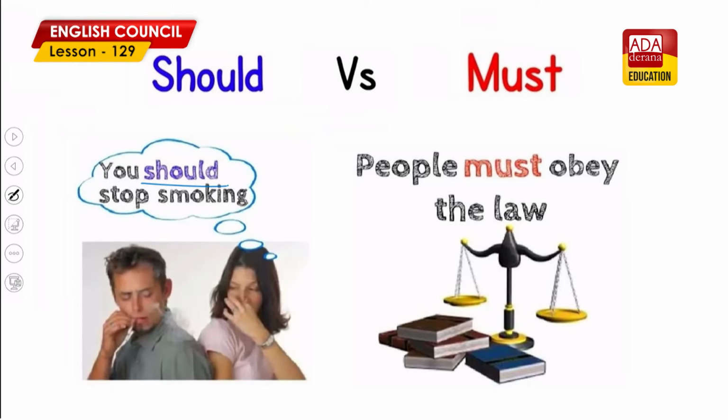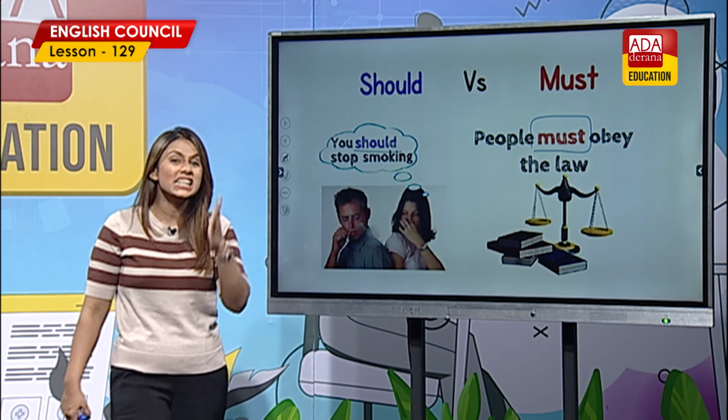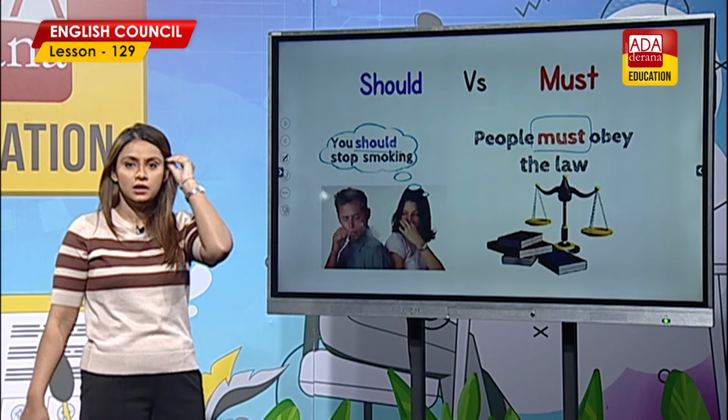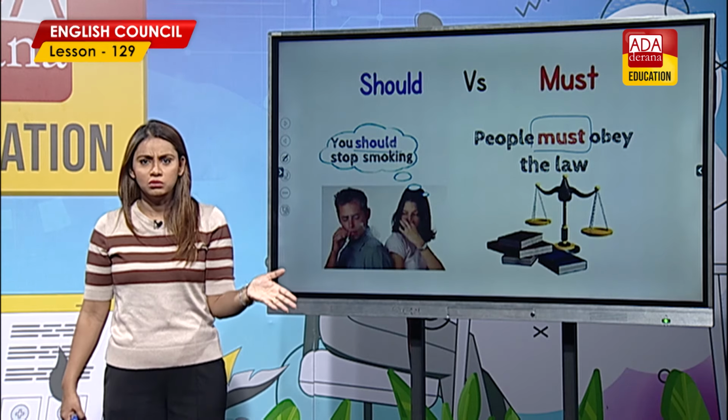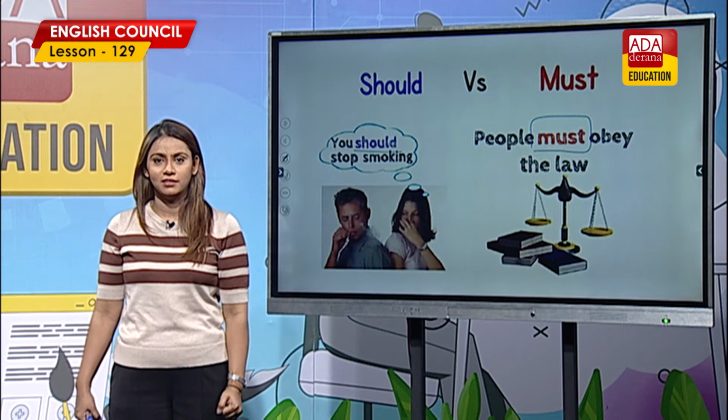People must obey the law. Must is used here. If you don't obey the law, you will have to face the negative consequences of not obeying the law. So it's a must. It is something that has to be done. Do you have a choice? No, you don't have a choice. It's a must.